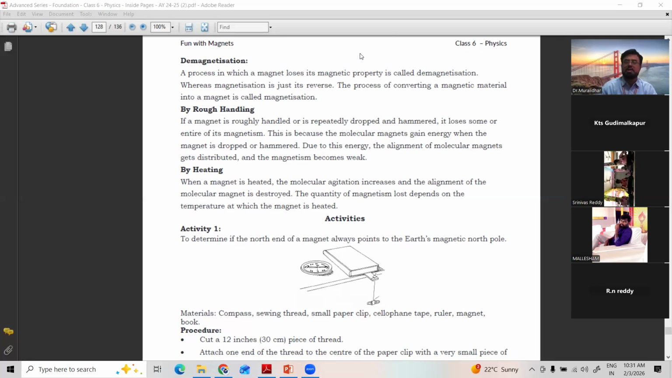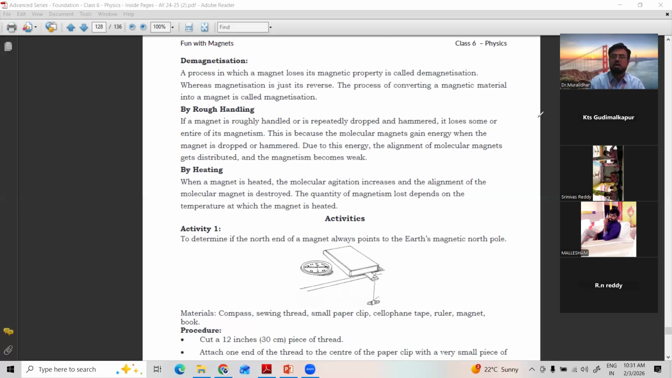Rough handling, dropping from certain height, heating or hammering, all these can make the magnet lose the property. You have to protect the magnet under certain conditions, away from all these things. So this is demagnetization.